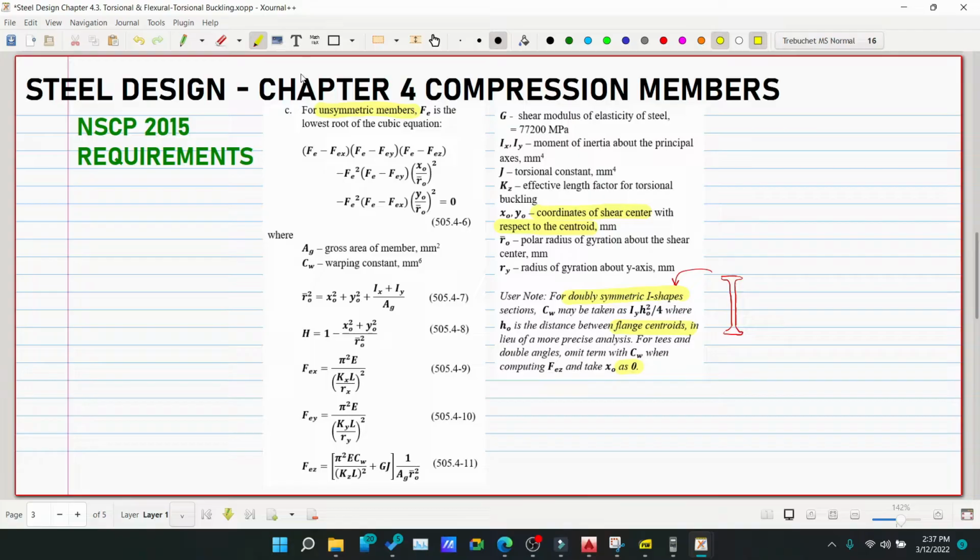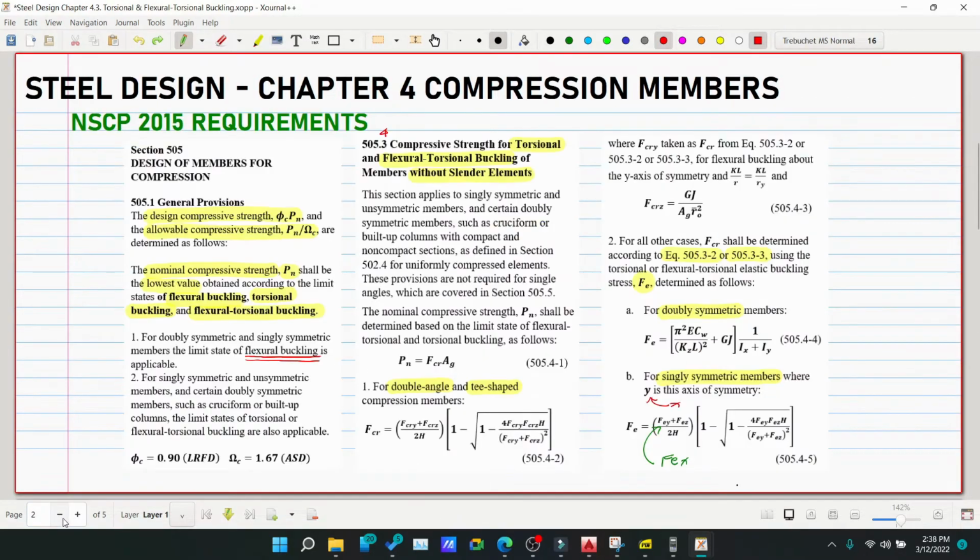Ayan. Okay, so nasan ba yun? Yung ating x sub o, ayan. So, sabi niya dito, for T's and double angles, yung x sub o kasi natin is magiging equivalent to 0. So, ano mangyari doon? Okay, I think, omit term with CW when computing FEZ, and take x sub o as 0. Siguro, kapag nag-solve na lang tayo ng problem, doon natin ma-encounter itong sinasabi niya. Okay? Sige. Ayan, so, ito yung introduction natin.